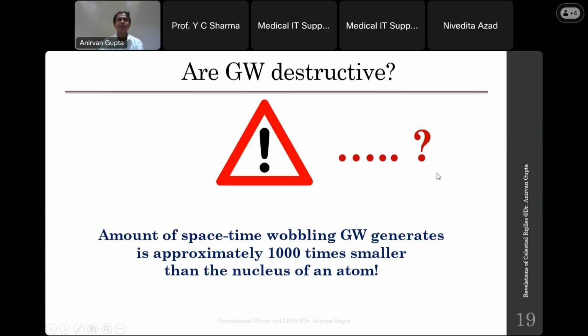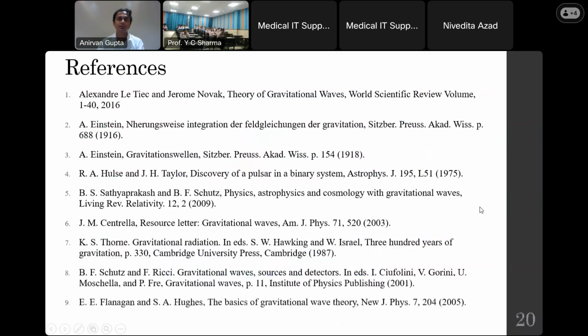There was a question from one of my students: are gravitational waves destructive? The answer is that the amount of space-time wobbling that gravitational waves create is approximately 1000 times smaller than the nucleus of an atom, and therefore gravitational waves cannot be destructive. You cannot use them for destructive reasons.